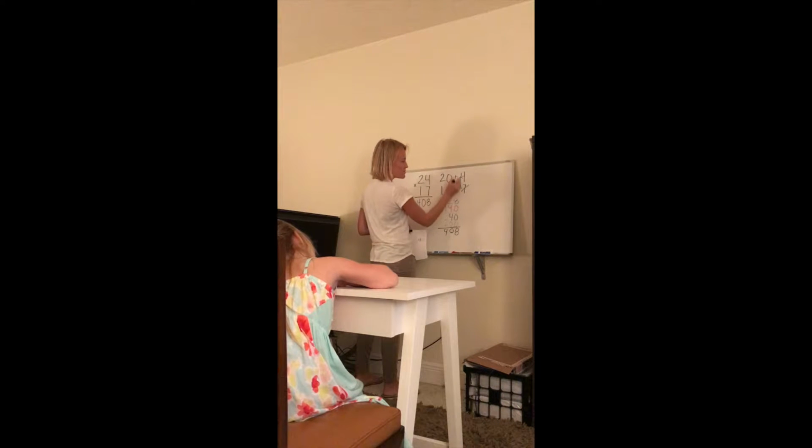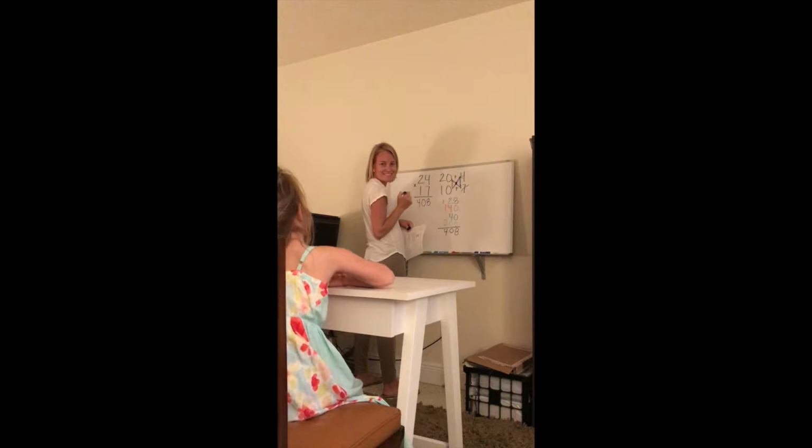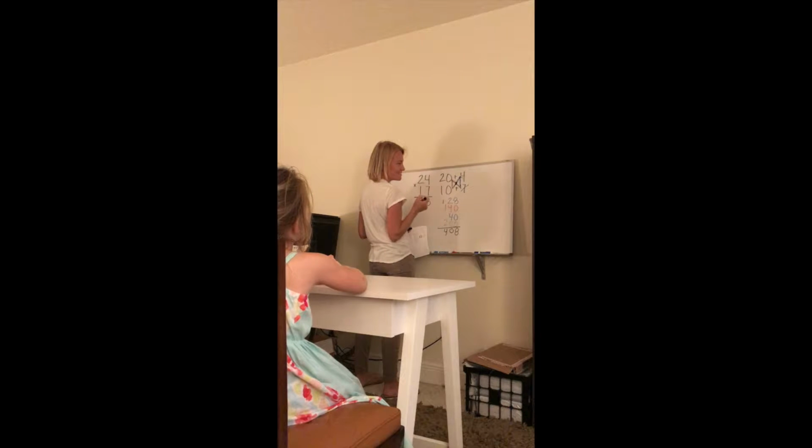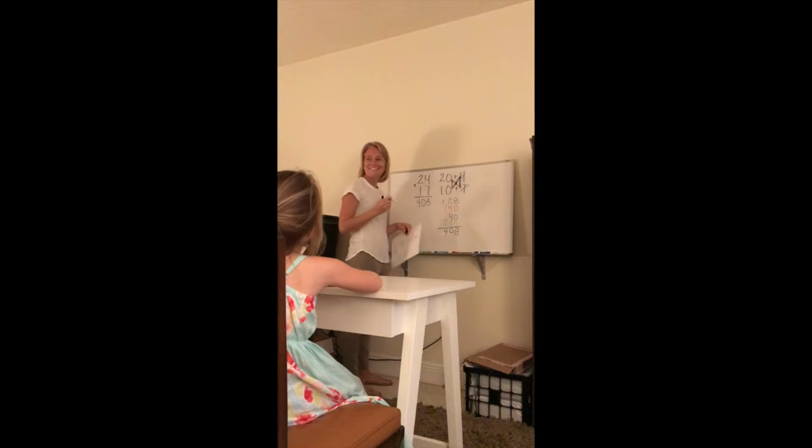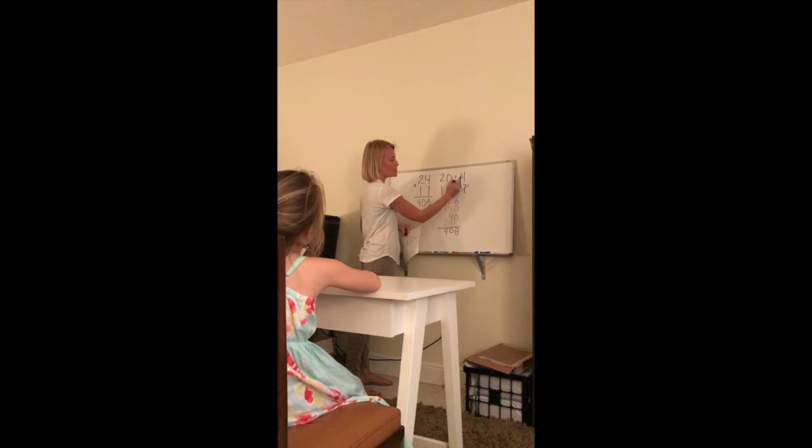And what kind of shape did we make here? Kate, what does that look like? X. What do you think it looks like, Lily? An X. An X? What about a bow tie? A bow tie. That's how we do the bow tie method.